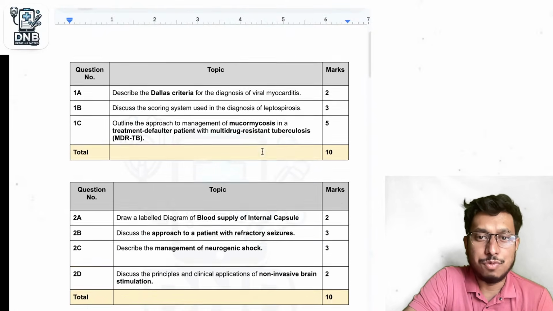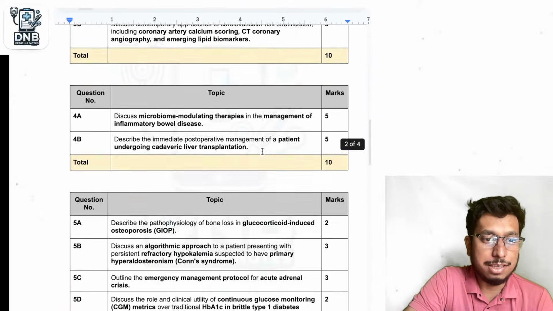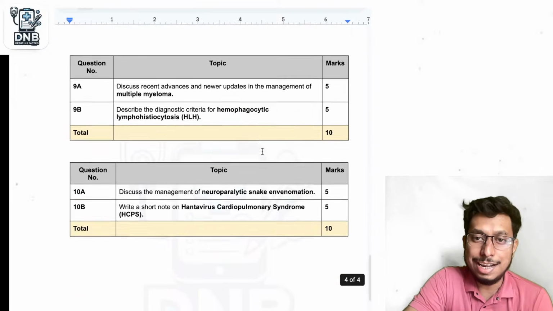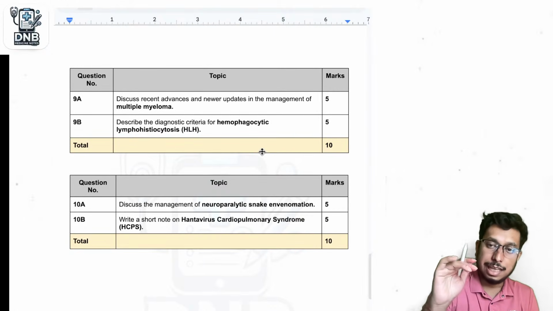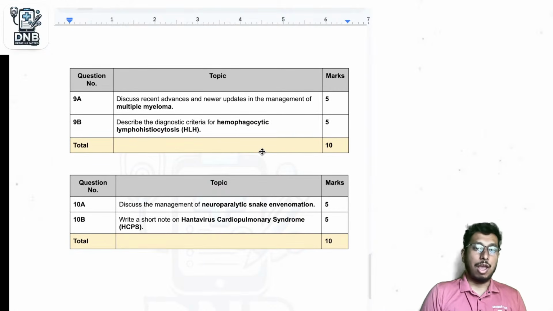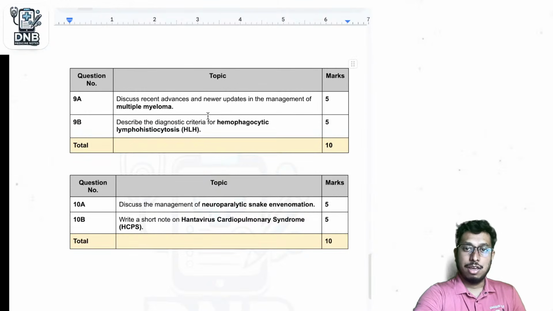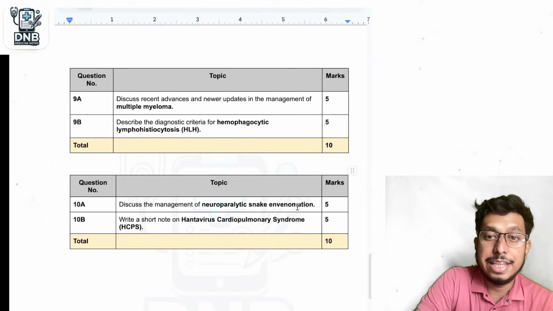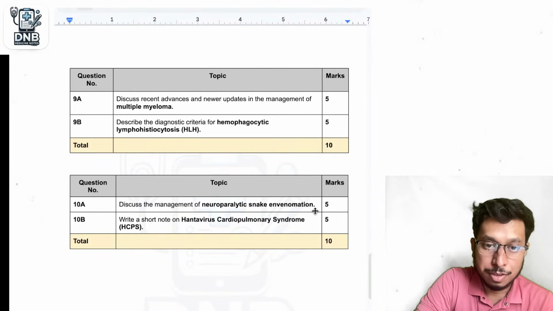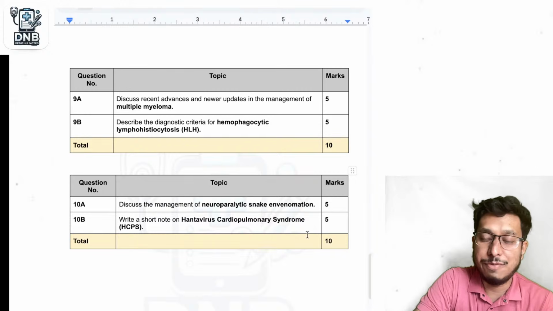So what I want from you is that, from these 10 questions, spend the initial 20 to 30 minutes thinking in short. So how are you going to approach a particular question? Okay, so when you need to approach a particular question, say, discuss the management of neuroparalytic snake envenomation and write a short note on hantavirus cardiopulmonary syndrome. So it is 5 marks. So you need to spend two and a half pages for all.